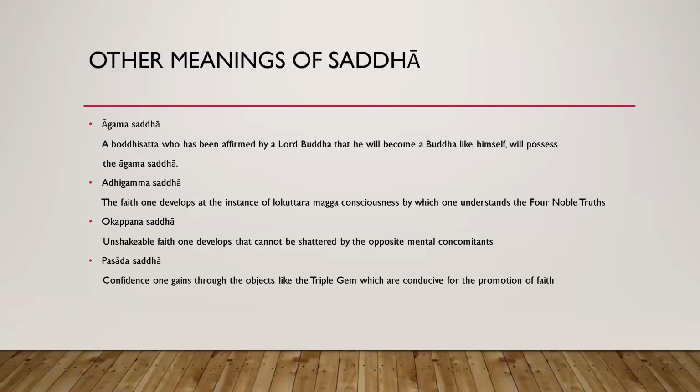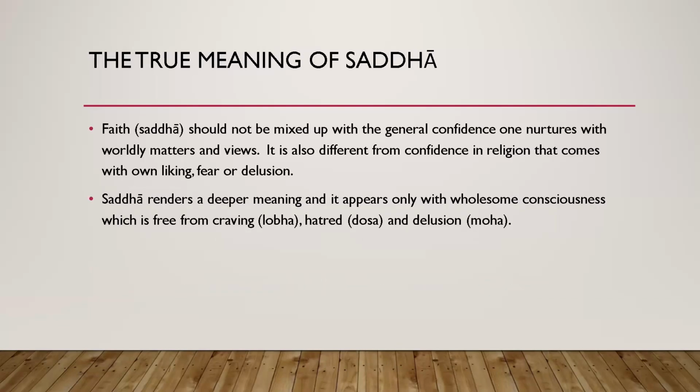There are other meanings of faith, saddha. First is agama saddha: a bodhisattva who has been affirmed by Lord Buddha that he will become a Buddha like himself will possess agama saddha. Second is adhigama saddha, the faith one develops at the instance of Lokuttara Magga consciousness, by which one understands the Four Noble Truths. The third is okappana saddha, unshakable faith that cannot be shattered by opposite mental concomitants. The last is pasada saddha, the confidence one gains through objects like the Triple Gem, which are conducive to the promotion of faith.